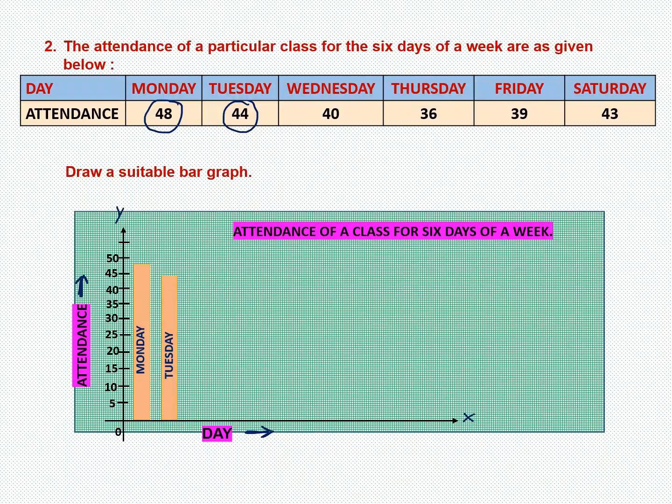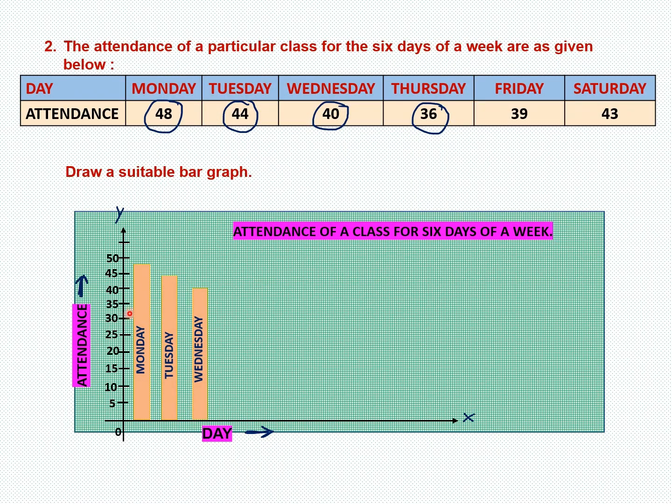That is for Tuesday. Now Wednesday is 40 and 40 is very clearly shown on the y-axis. So you reach up to 40. 40 is here. So draw your graph, your bar in such a way it is in line with 40. So let's do that. So we have 40, that is for Wednesday. Now Thursday we have 36. So where will we find 36?